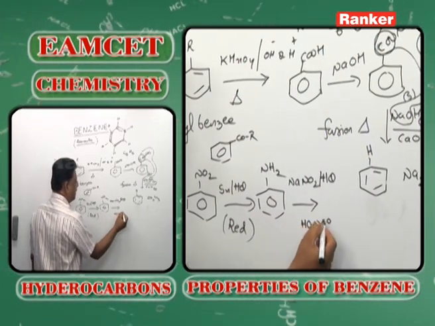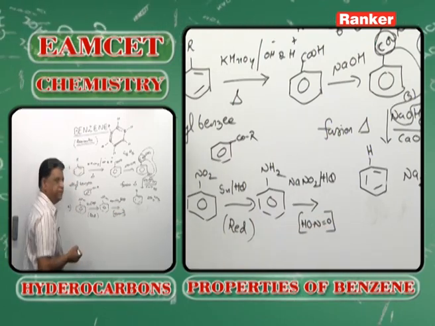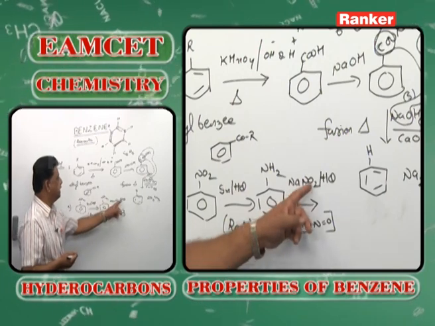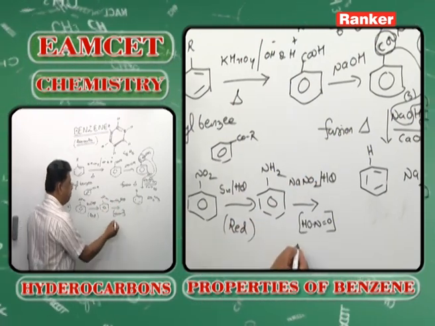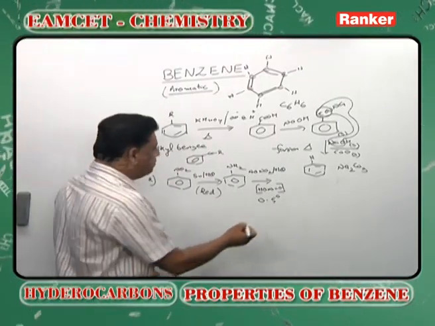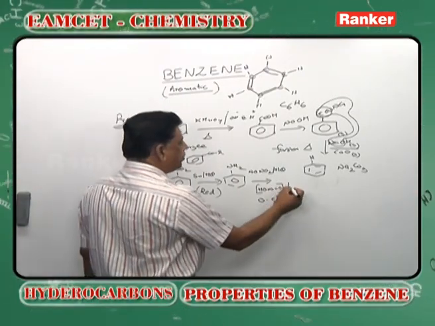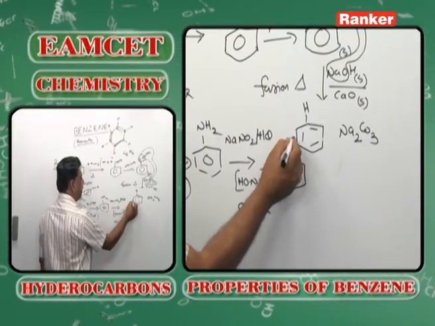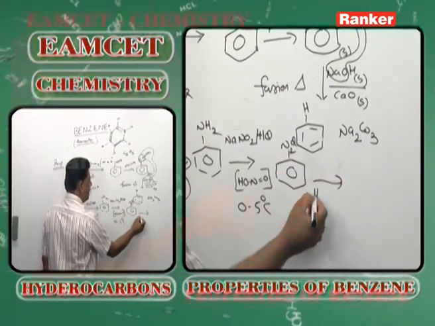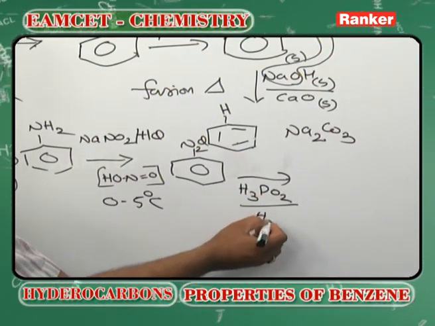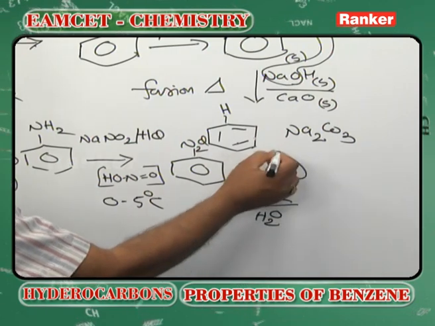This is called nitrous acid, HNO2. This is an unstable acid, but can be easily generated from its salt and the acid. And you have to maintain a very low temperature, like 0 to 5 degrees centigrade. Then the reaction leads to a product called diazonium chloride, benzene diazonium chloride. This on reaction with a reducing agent, H3PO2, in the presence of water, gives the benzene molecule.